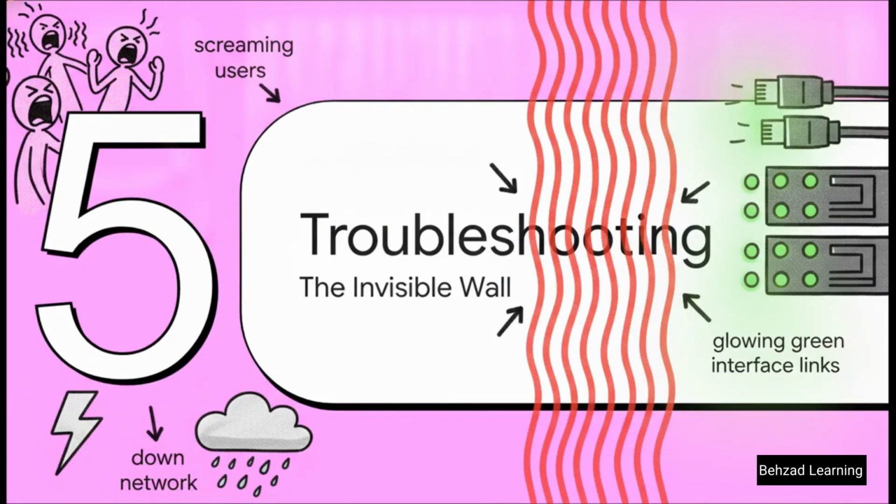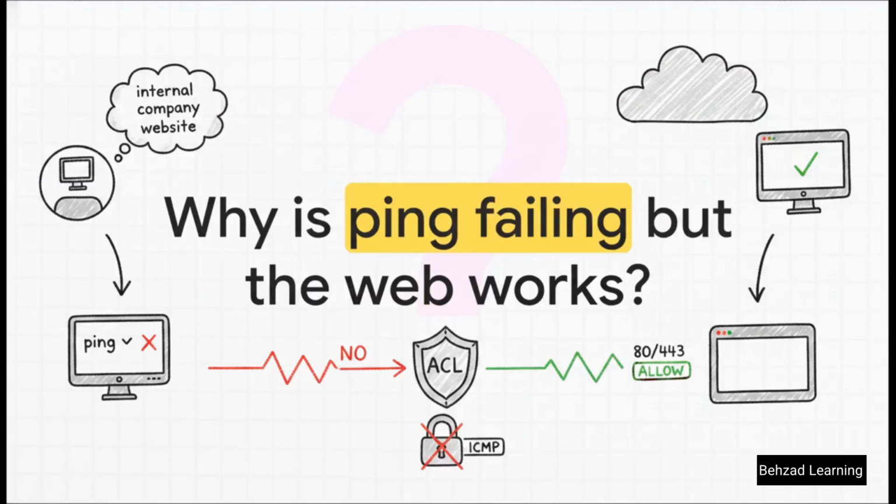And finally, Section 5, troubleshooting like a pro, finding that invisible wall. So what do you do when the users are screaming that the network is down, but you look up and all your interface links are glowing green? Picture this. A user calls up in a panic. They can reach an internal company website just fine, but when they try to ping the server, it times out. So naturally they think the network is completely broken.